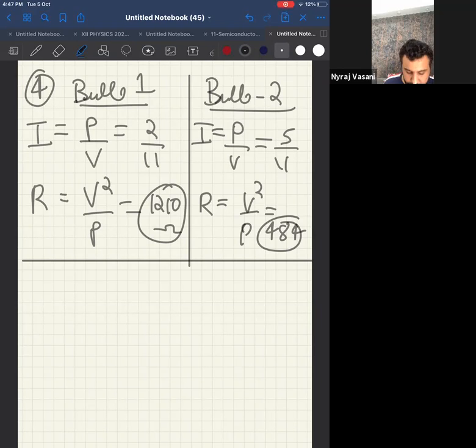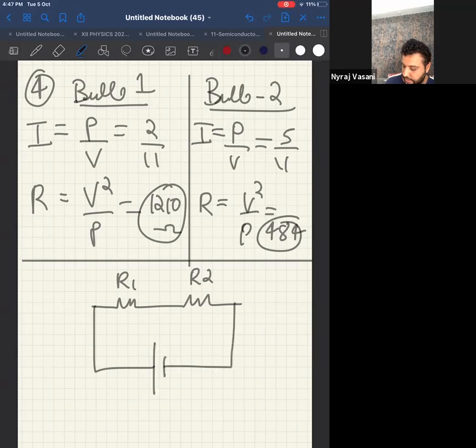Now, let me read the question again. What will happen if this bulb and this bulb are connected in series? So, this and this. That means R1 and R2 are connected in series across a 40-volt supply. Now, can I say the diagram will become like this? Now tell me, what is the total current which is passing through the supply? Can anyone tell me the answer? What is the total current of this full circuit?